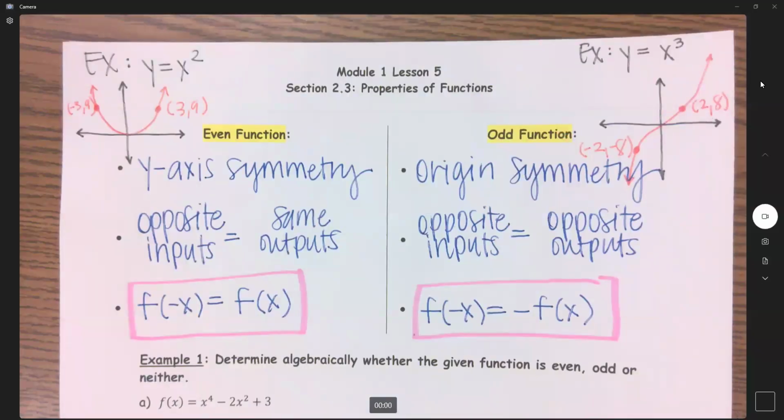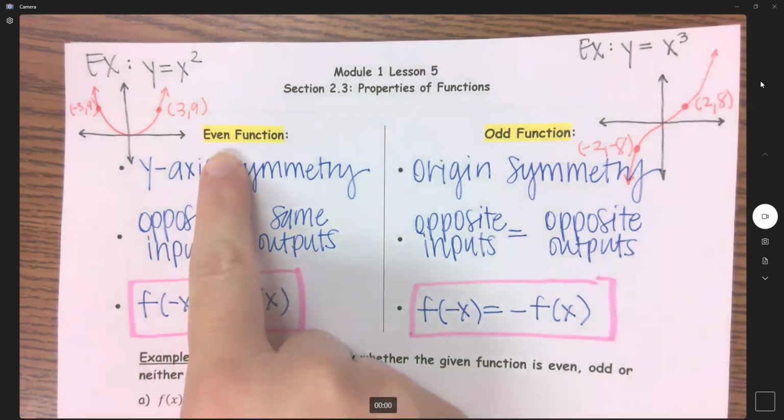We're going to start this lesson by determining whether a function is even or odd, a little bit from the graph, but mostly algebraically here. So if you need to pause this and copy this down, please do so. I'm going to be talking about a lot of it, but I would recommend you not writing while I'm talking. So either pause and write everything down and then listen, or do it the other way and listen and then pause it and write everything down.